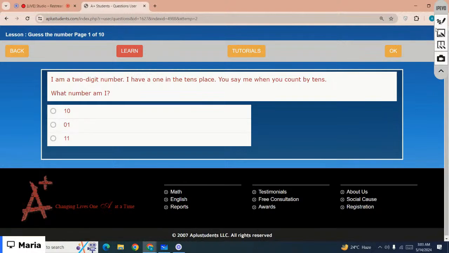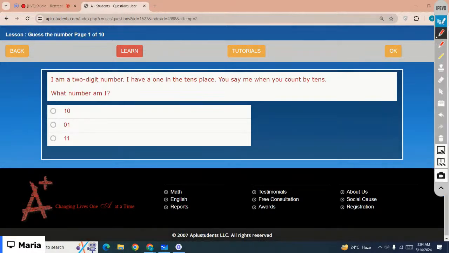Let me explain how, right? Okay, I am a two digit number. That means the number is a two digit number. I have a 1 at the tens place. So when you write a number, the number 1 at the tens place, you say me when you count by tens. So here is the last hint. So the correct option is 10 because you cannot say 1 when you count by 10. Also, you cannot say 11 when you count by tens, right? So yes, the correct option is 10. Got it?